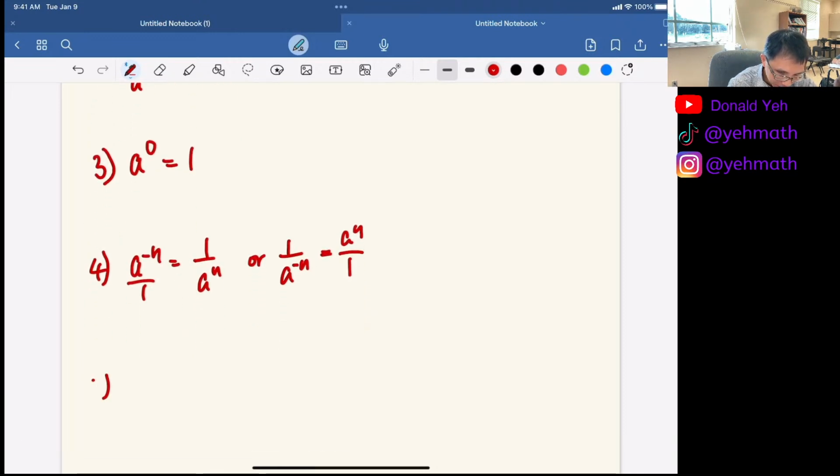So the fifth rule, a to the m to the n. Some people confuse the first rule and the fifth rule. So this is m times n. The dot is times.